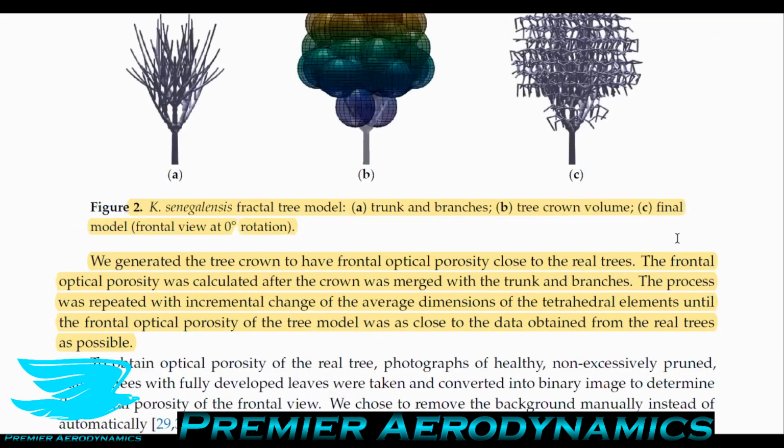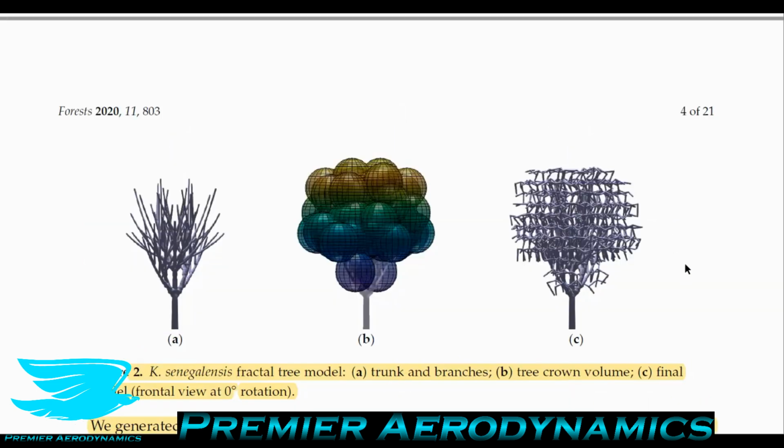That's an interesting idea. They say that they generated the tree crown to have the frontal optical porosity close to real trees. So the frontal optical porosity was calculated after the crown was merged with the trunk and branches. The process was repeated with incremental changes of the average dimensions of the tetrahedral elements until the frontal optical porosity matched the real trees. So what they're saying is they had an initial model, and then they looked at what the porosity was. Then they tried to match that with real life trees by increasing or decreasing the porosity after that.